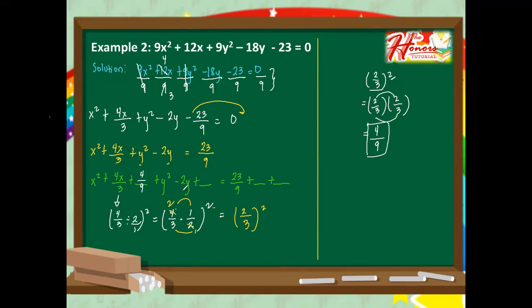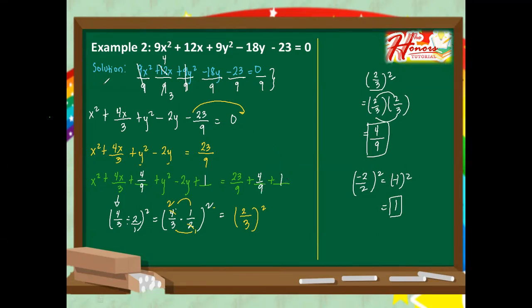Next, let's have negative 2. For negative 2, it will be easy for you because it will become negative 2 over 2 raised to 2. So negative 2 over 2, that's negative 1 raised to 2. Then it will become positive 1. So this is positive 1. How about this? That's 23 over 9 plus 4 over 9 plus 1.